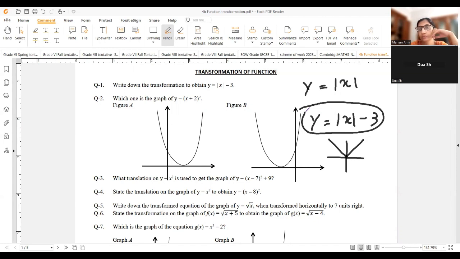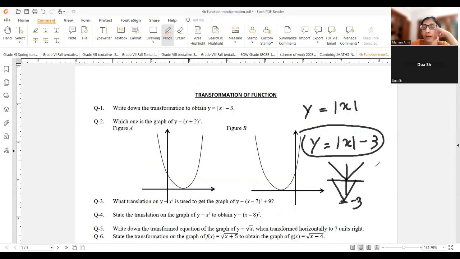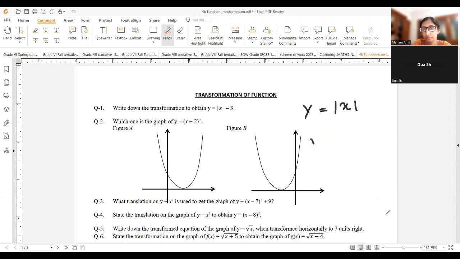We're moving to the left. No, we're moving down. Plus 3 would have moved this 3 units up. Minus 3 is moving this 3 units down. So it's a translation by 0, minus 3. That means it's not going right and left, it's just going 3 units down. So the answer for the first one is translation by 0, minus 3.